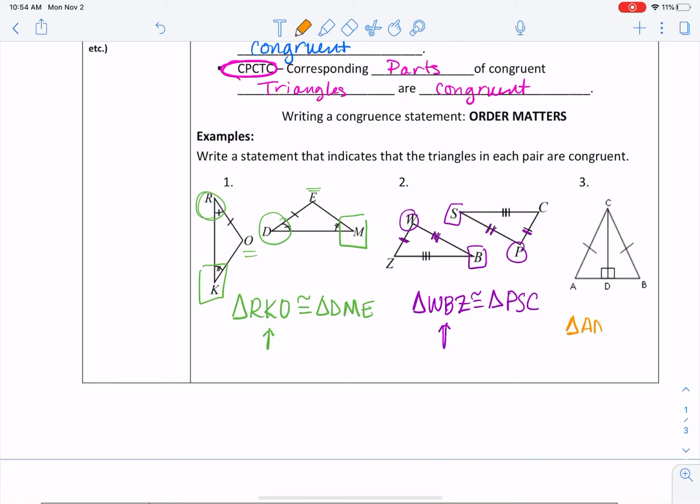Triangle ADC is congruent to triangle BDC. All we're focusing on is the order and making sure that they match.